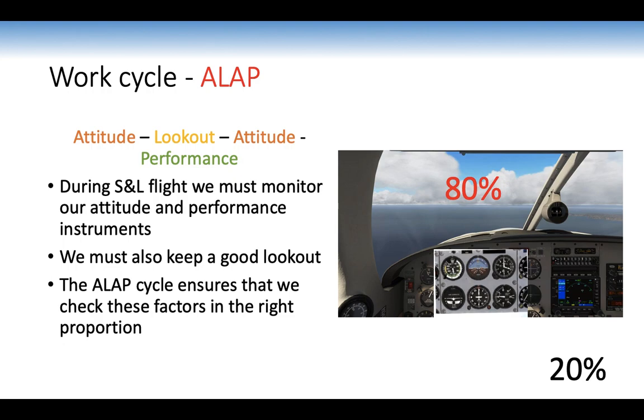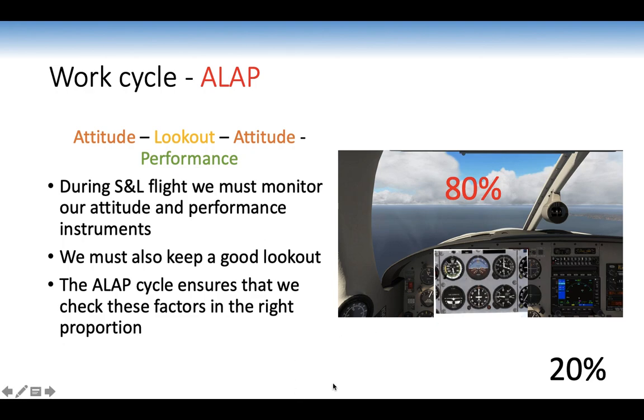So the work cycle is done using ALAP, so attitude, lookout, attitude, performance. During slow level, we must monitor our attitude and performance, and we must also keep a good lookout because the training area is quite a busy airspace. So we've got that threat of traffic when not doing your ALAP cycle. The undesired aircraft state will be an air proximity event, so make sure you manage that as well. So 80% outside, 20% inside ratio. The ALAP cycle ensures that we check these factors in the correct proportion.